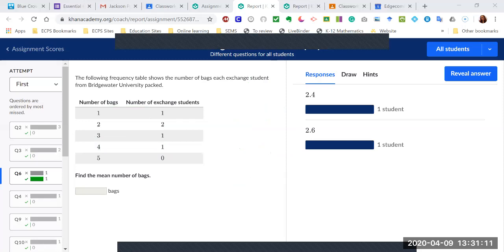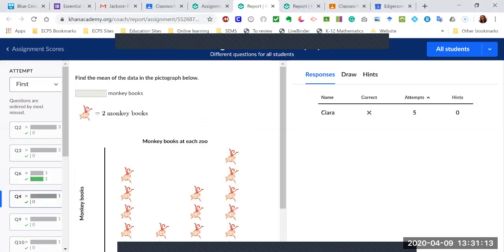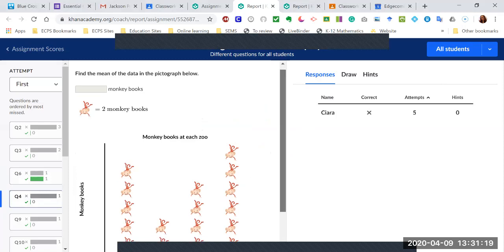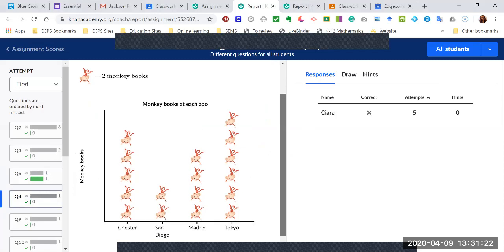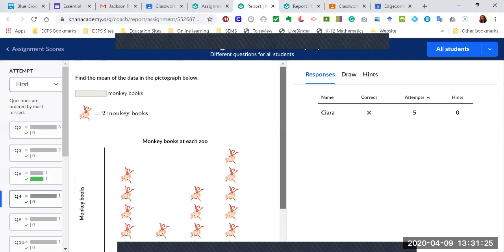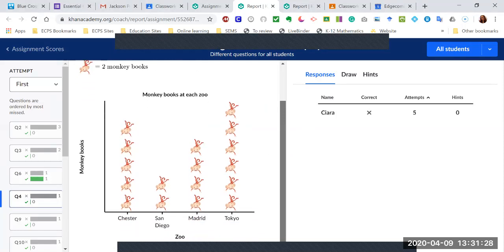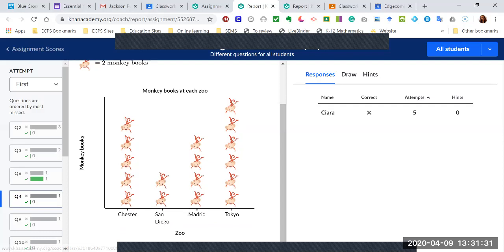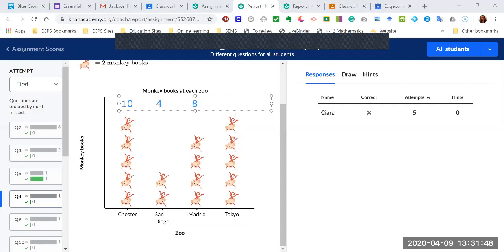So now let's look at this one. This one's asking to find the mean of the data in the pictograph, and each monkey is supposed to represent 2 monkey books. So for each of these, let's just figure out how many monkeys each one has. So Chester has 5 monkey pictures, which means that's 10 monkey books. San Diego has 2 monkey pictures, so that's 4. 2 times 4 is 8. And 2 times 5 is 10.